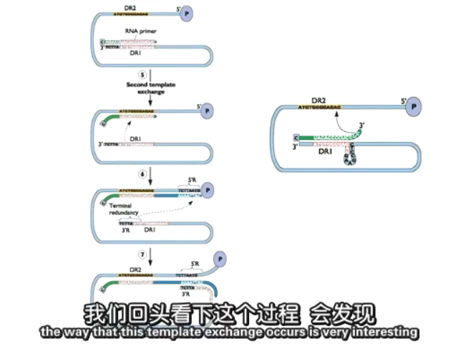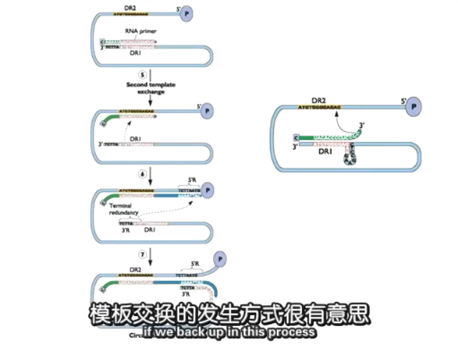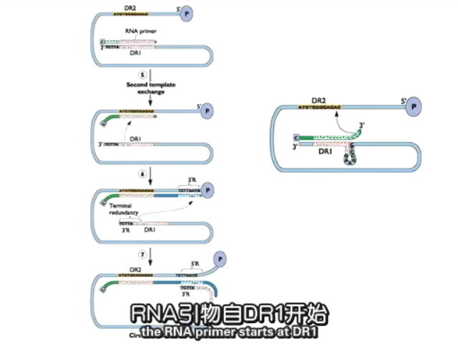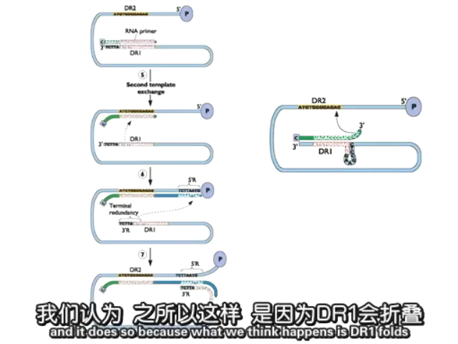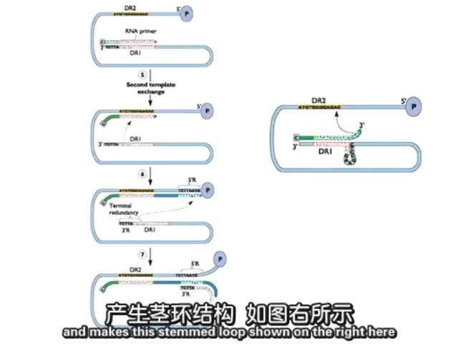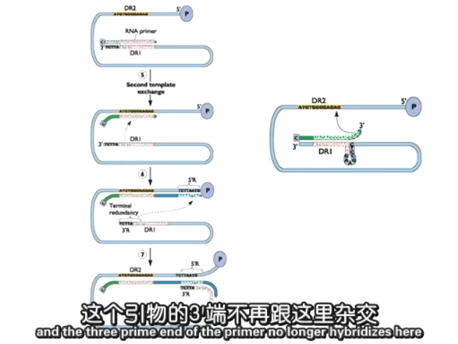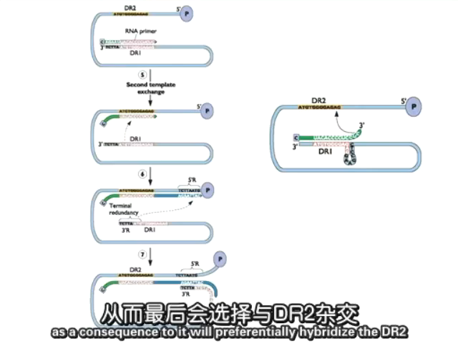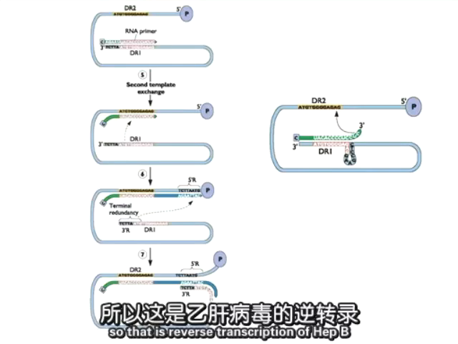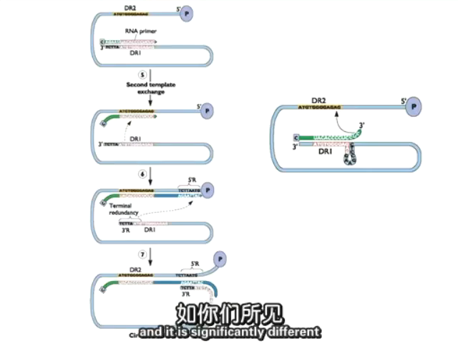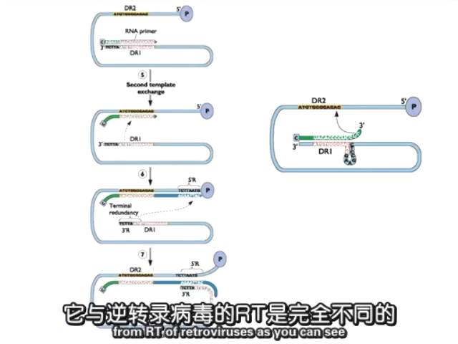The way that this template exchange occurs is very interesting. If we back up in this process, the RNA primer starts at DR1, but it prefers to go to DR2, and it does so because what we think happens is DR1 folds and makes this stem loop shown on the right here, and the 3' end of the primer no longer hybridizes here as a consequence, so it preferentially will hybridize to DR2, and that's what makes the primer transfer to the other strand. So that's reverse transcription of Hep B, and it is significantly different from RT of retroviruses, as you can see.